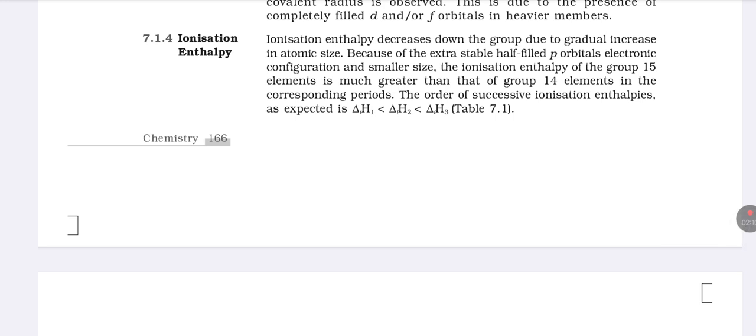Ionization enthalpy. Ionization enthalpy decreases down the group due to the gradual increase in atomic size. Because of the extra stable half-filled p orbitals, electronic configuration and smaller size, the ionization enthalpy of group 15 elements is much greater than that of group 14 elements in the corresponding period.